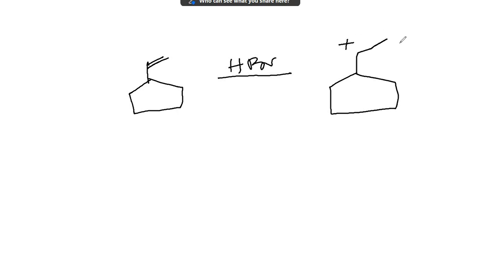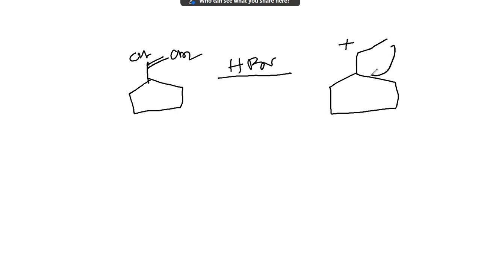It is cyclopentyl ethene, because the carbon-carbon double bond will be part of the main chain. If we add HBr, this will be formed, plus, and it is the case of your CH3. Actually it was CH double bond CH2. It was CH plus CH3.